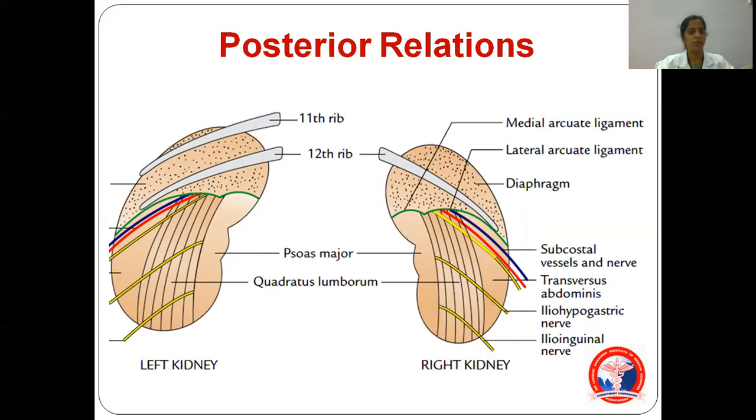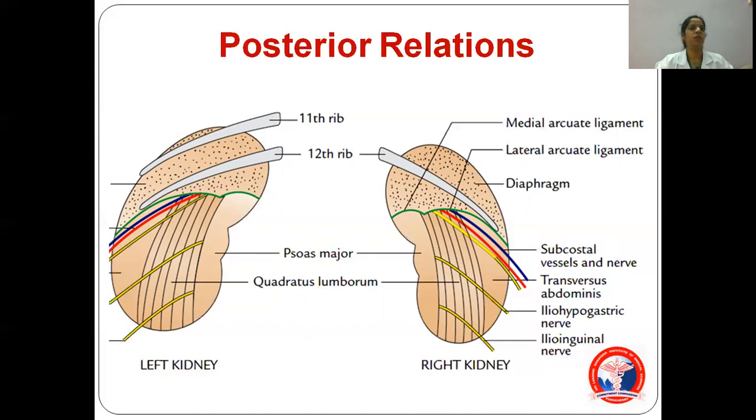Except the ribs, in right kidney, only 12th rib is related. In left kidney, 11th and 12th rib is related. The rest of the structures are same, because in posterior abdominal wall we have the common structures. So it is related to right kidney and left kidney. Okay, so now it's clear, no?